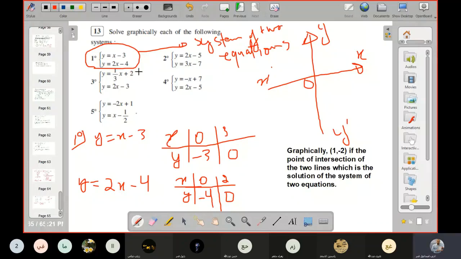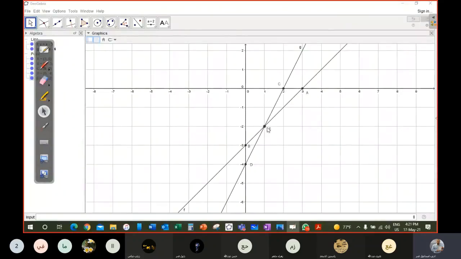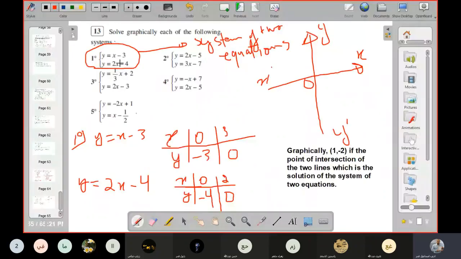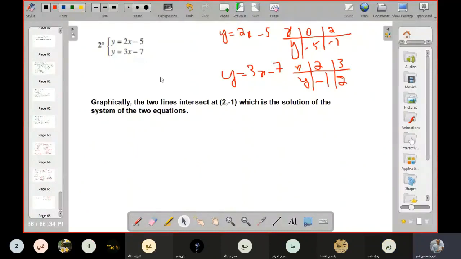So the first method to solve the system of two equations which are lines is by using the graphing method. We graph them on the system of axes, then graphically we find the point of intersection here, which was E, and E is the point of intersection of the two lines of coordinates 1 and -2. So E is the solution of the given system. Part 2 also required to find graphically the point of intersection of the two lines, which is the solution of the system of the two equations.